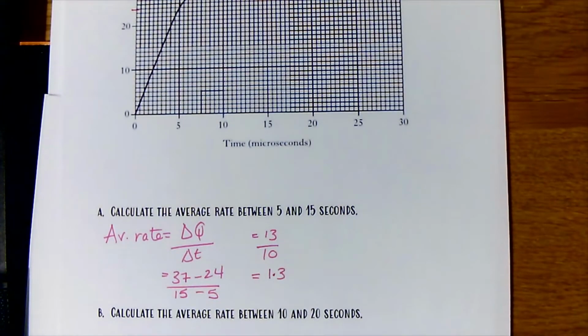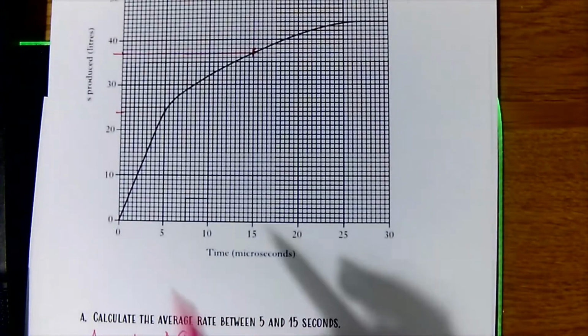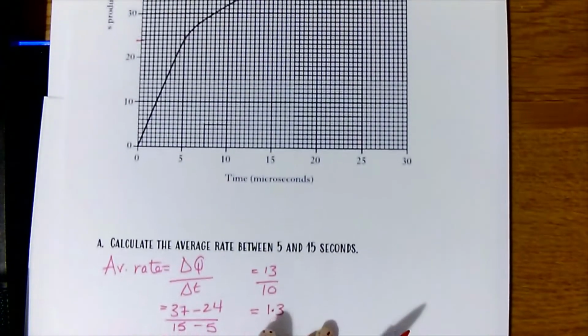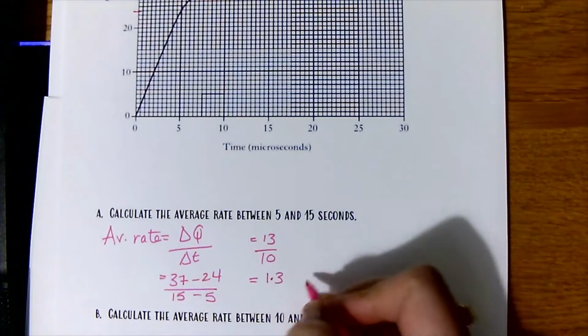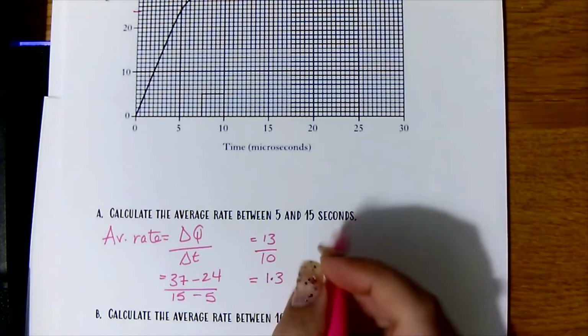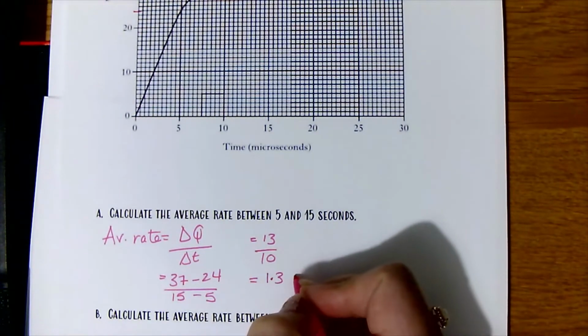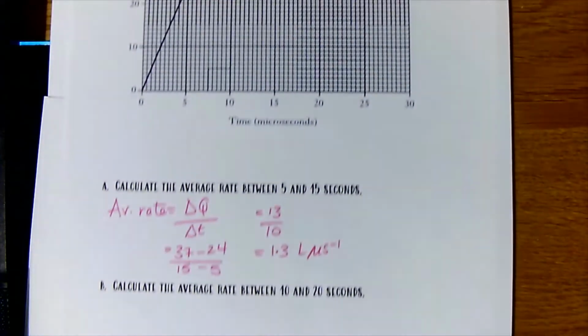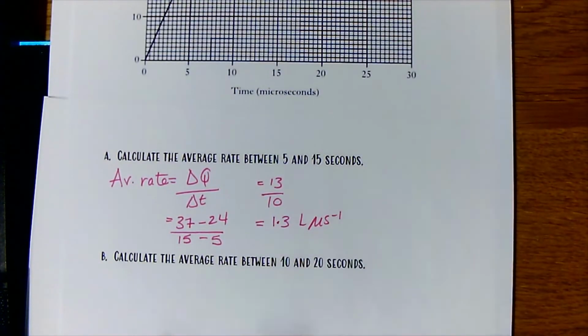Now be very careful in this style of question because your units are different. So here we have litres produced and the time is in microseconds. Okay, so either you have to write out litres per microsecond or you can put in the symbols if you know them. We've got litres, microseconds, the symbol is a bit like that. So that means litres per microsecond there.